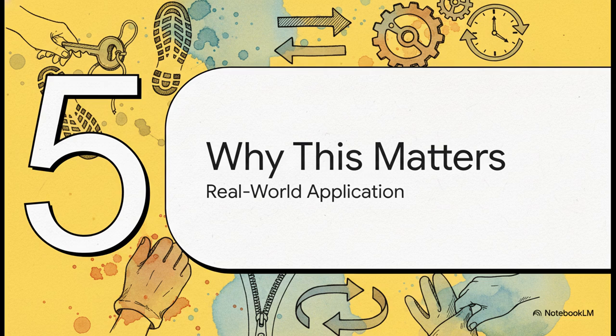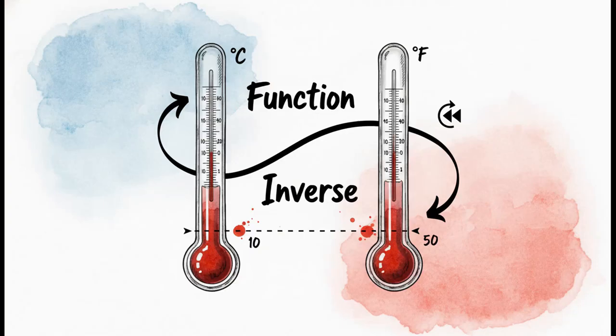So you might be thinking, okay, this is some cool math theory, but so what? Why does this actually matter? Well, the truth is, you use this concept all the time in the real world, probably without even thinking about it. Here's a perfect example. Converting temperatures. The formula that takes you from Celsius to Fahrenheit, that's a function. And the formula that takes you from Fahrenheit back to Celsius, that is its perfect inverse. They are a pair of functions that just exist to undo each other, letting you switch back and forth effortlessly.